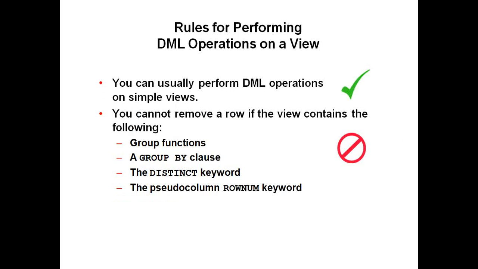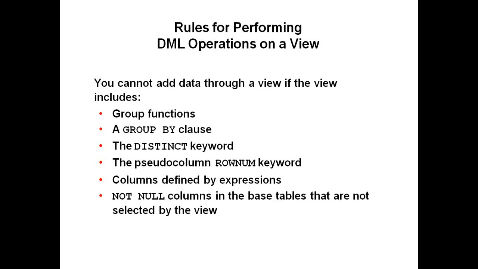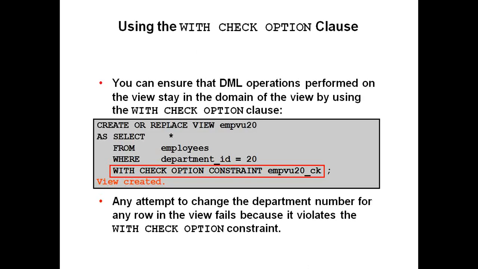And these are the rules for performing DML operations. You can usually perform DML operations on simple views, but if you want to perform a DML operation on a complex view, there are the following four things that we need to keep in mind. You cannot remove a row if the view contains a group function, or any group by clause, or the distinct keyword, or any pseudo column like row number or the row ID etc. The same thing is getting repeated in other slides.